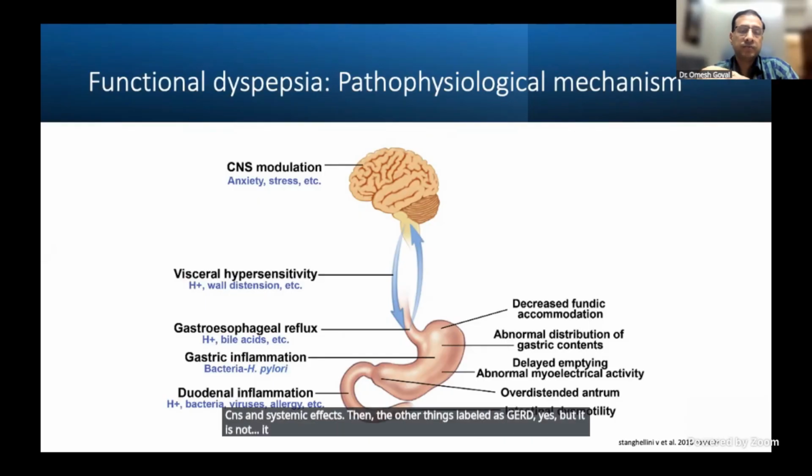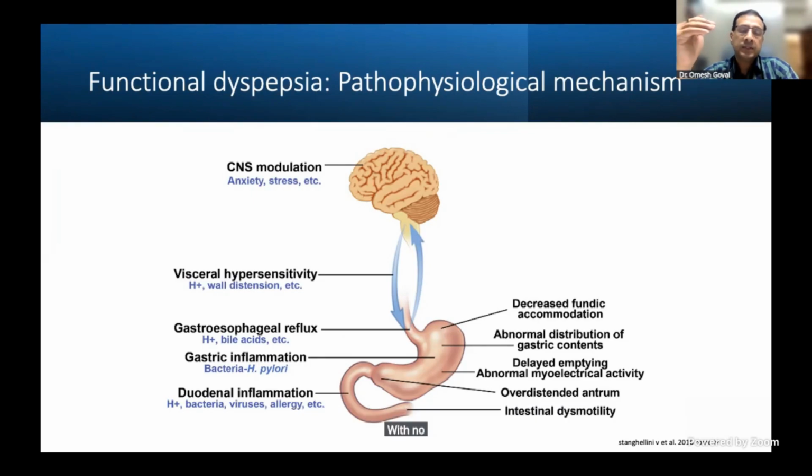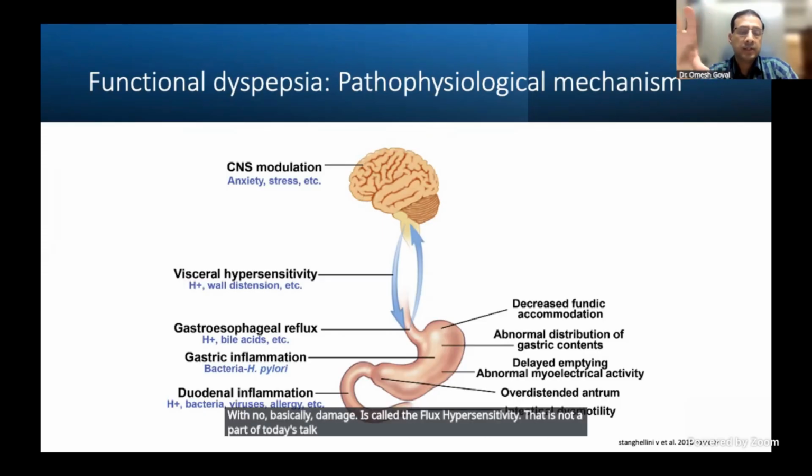It doesn't come into functional dyspepsia, but acid reflux with basically no damage is called reflux hypersensitivity. That is not a part of today's talk. We will not go on GERD at all.